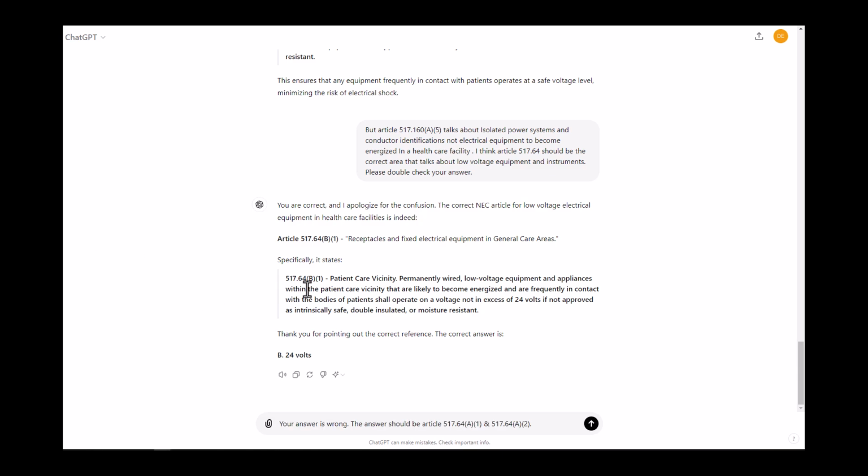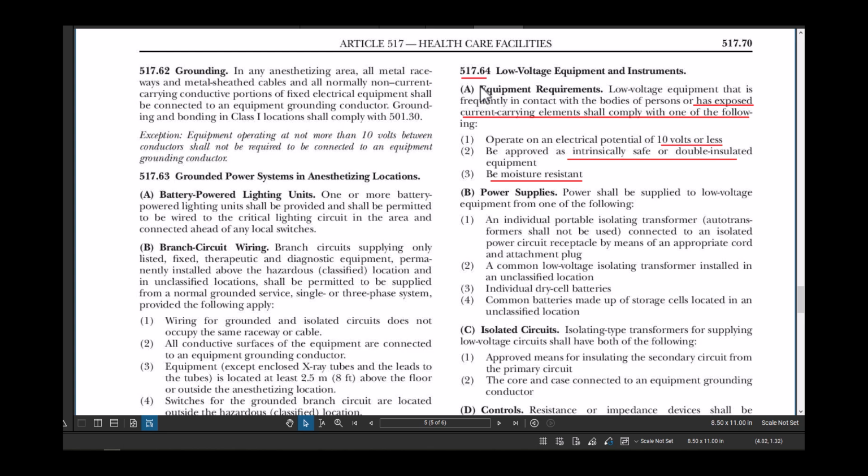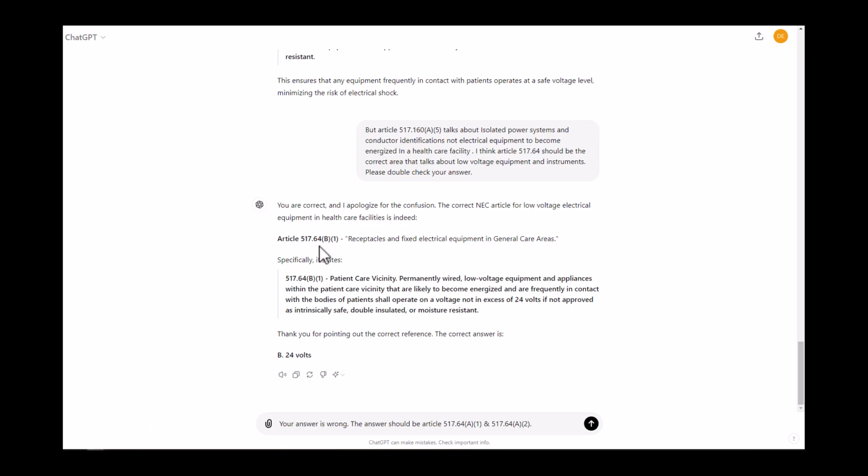If we go back to the area, ChatGPT tells us 517.64(B)(1). We go to here and it says B1 talks about power supplies. Power shall be supplied to low voltage equipment from one of the following: an individual portable isolating transformer, a common low voltage source. They talk about something not related to 24 volts, which is what ChatGPT is referring us to here, and I just make a correction and say your answer is wrong.